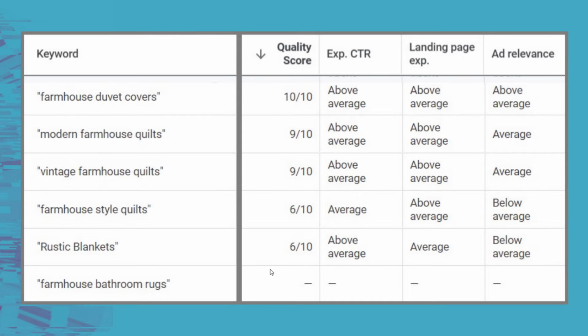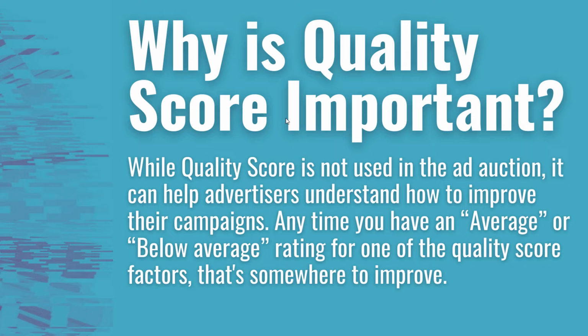For example, if we're looking at farmhouse style quilts, my ad relevance is below average. So what I should do is go in and create a new responsive search ad. My landing page experience for rustic blankets is just average, so I should make sure where I'm sending traffic to, people have a good experience on that landing page. Farmhouse style quilts, expected click-through rate is just average, so I need to improve my ad relevance. I need to make sure that my assets are all geared around farmhouse style quilts. I can make sure that all of the search terms coming in are relevant and actually matching my keyword. So those are some different things that advertisers can work on.